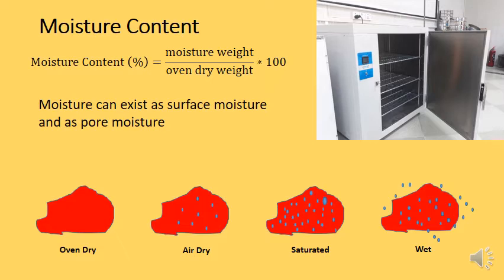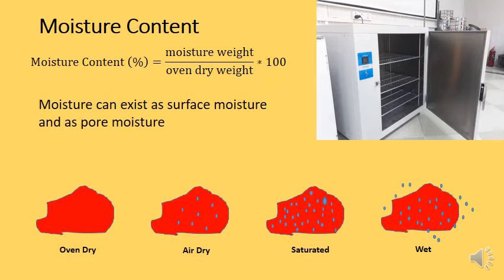Now, if we take that wet aggregate particle and we leave it in the sunshine to dry until the surface is completely dry, that's what we call a saturated particle, meaning there's no water molecules on the surface, but all of the pores inside the aggregate particle are still holding water molecules.